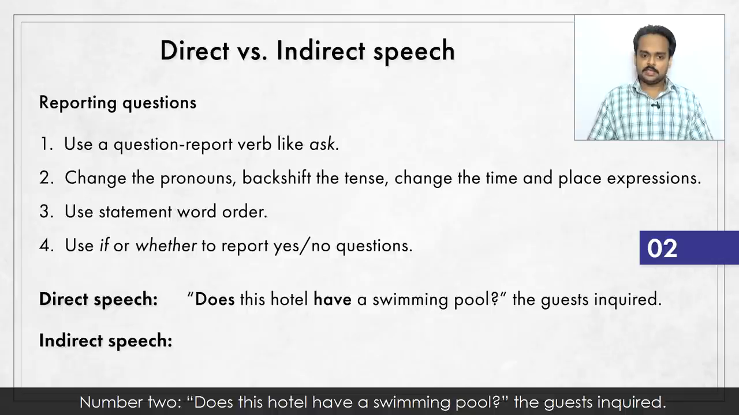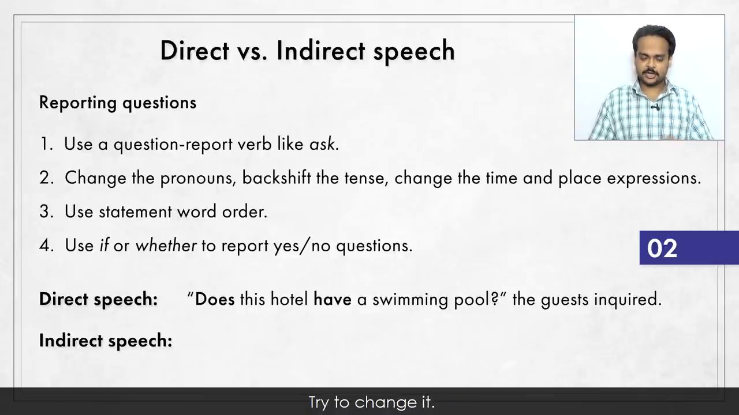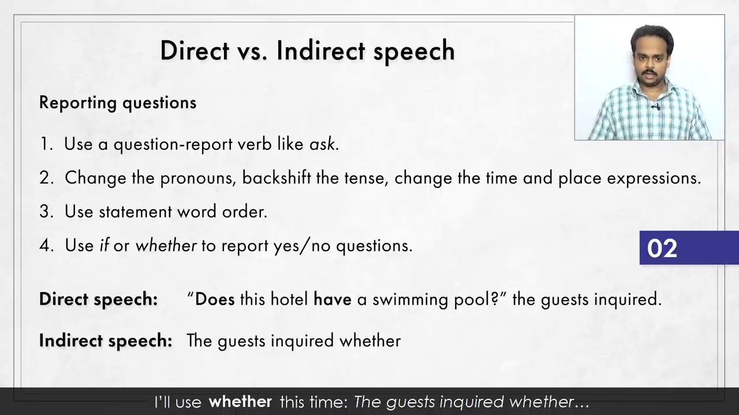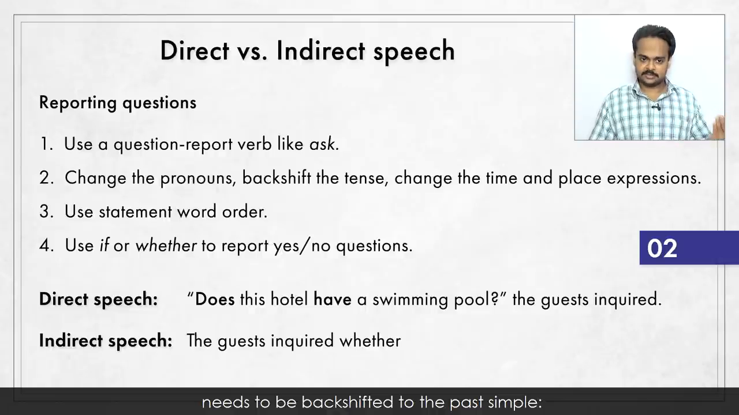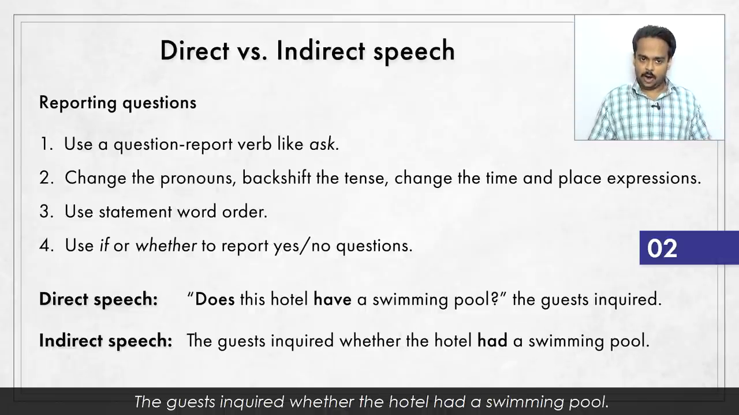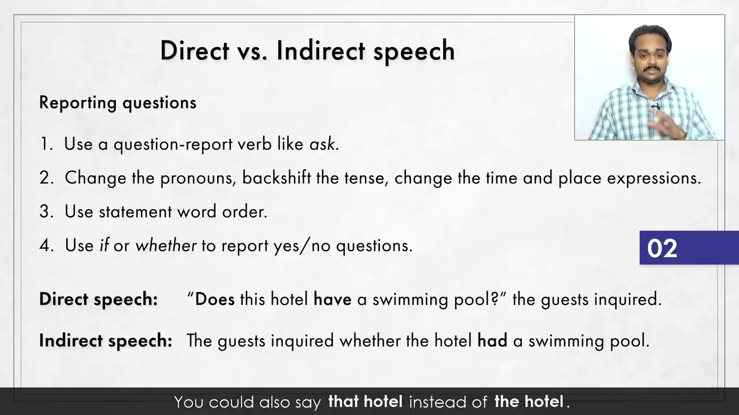Number 2, "Does this hotel have a swimming pool?" the guests inquired. Try to change it. This is a yes or no question, so we need if or whether. I'll use whether this time. The guests inquired whether. And now the question, which is in the present simple tense, needs to be backshifted to the past simple. The guests inquired whether the hotel had a swimming pool. You could also say that hotel instead of the hotel.